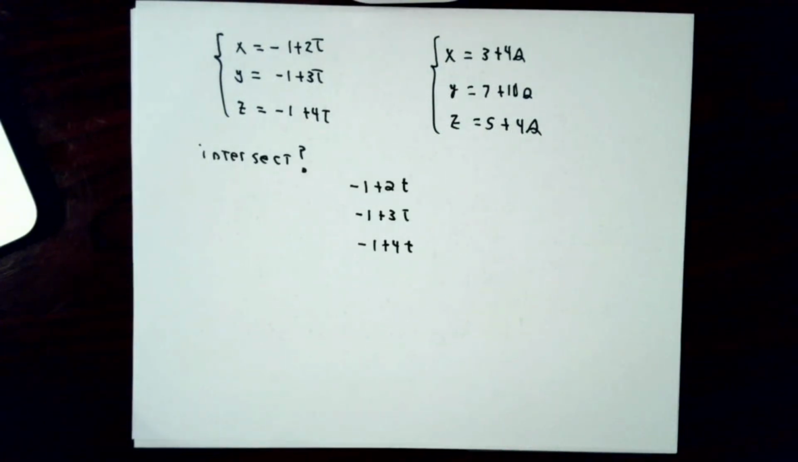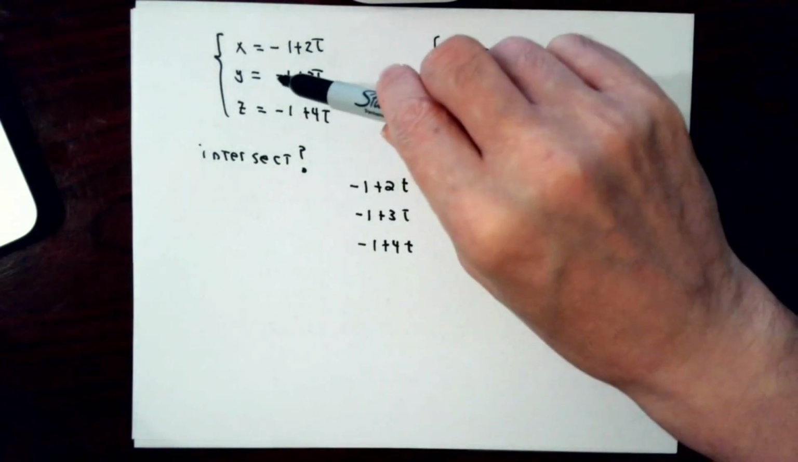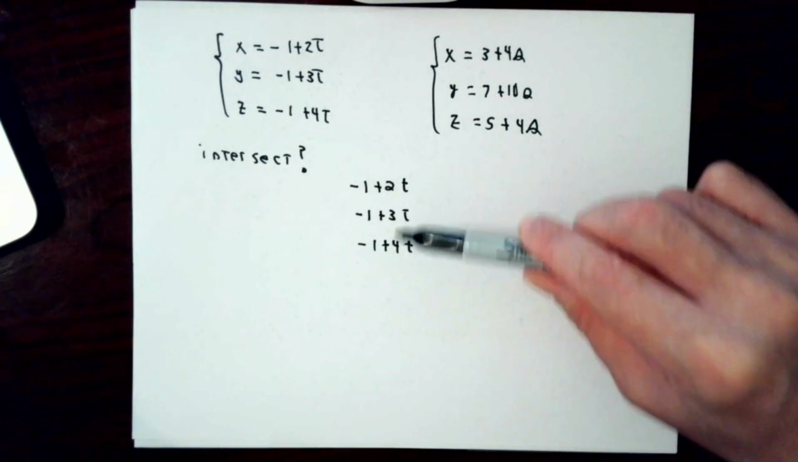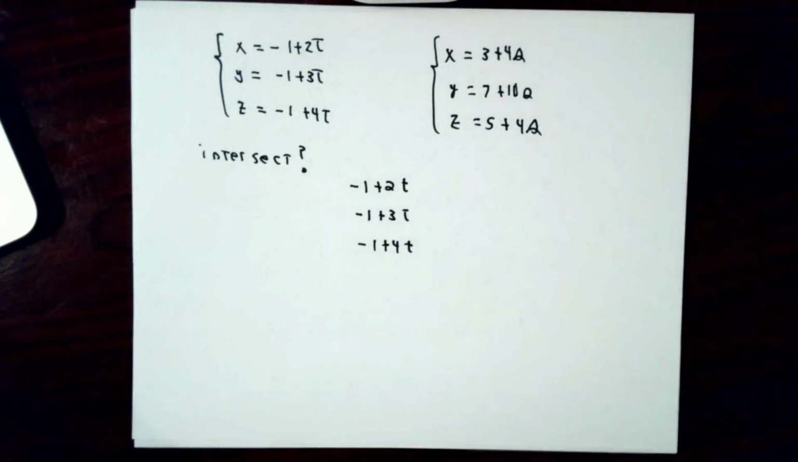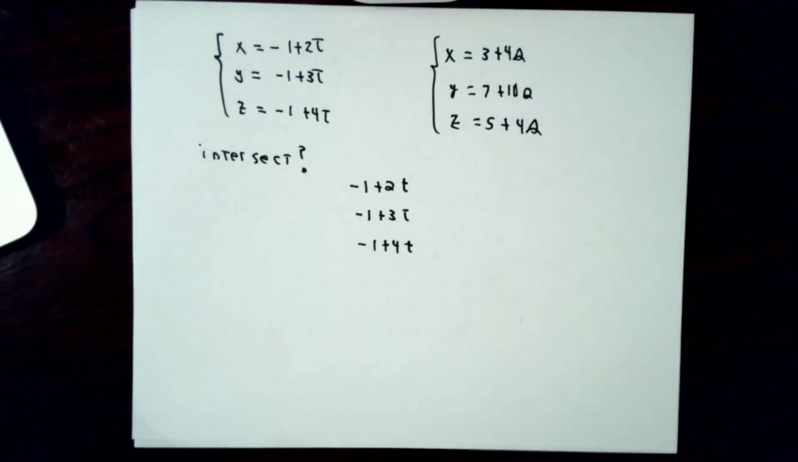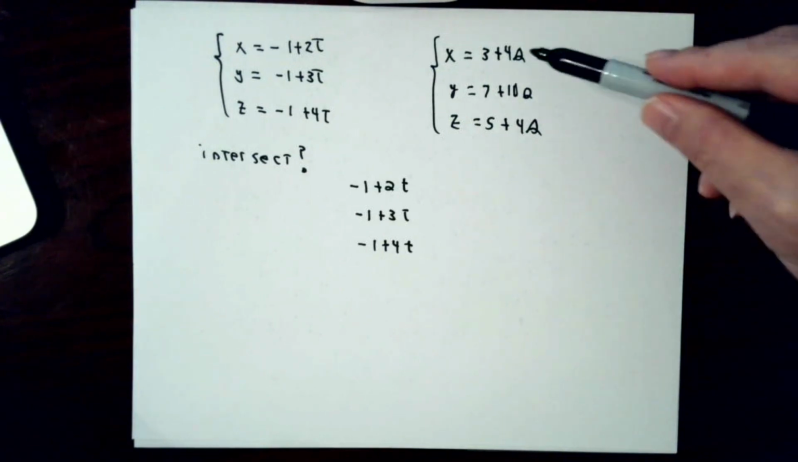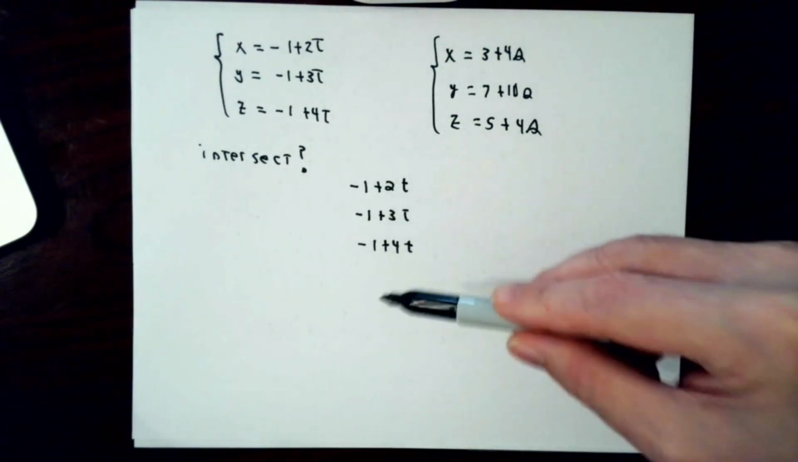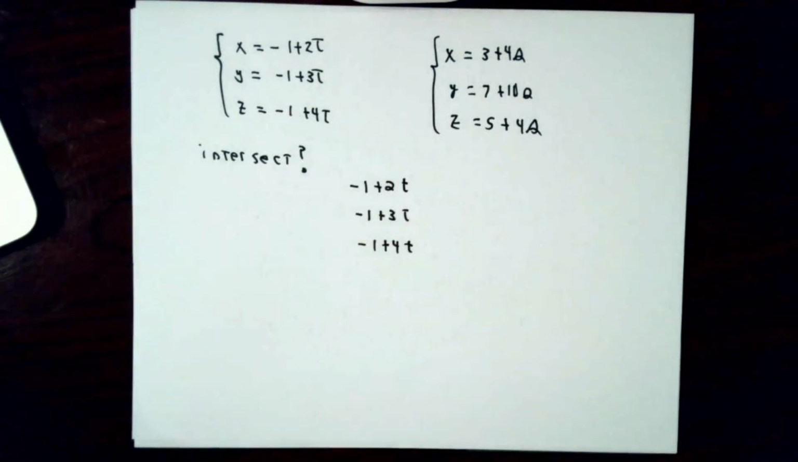I want to decide if these two straight lines intersect any place. If they do, that means that there's a t value, so that when I put that t value into these three equations, I get an x, a y, and a z, and that x, y, z is also a point of the second line, so there must be an s number that I could put into these three equations and get the same x, y, and z that I got from the first set.